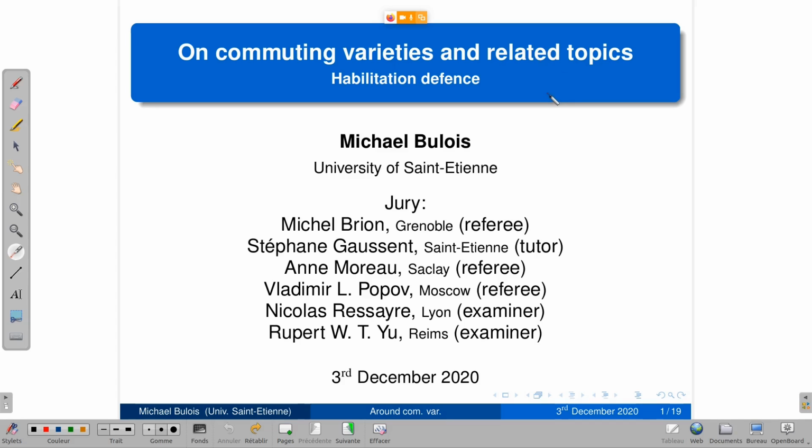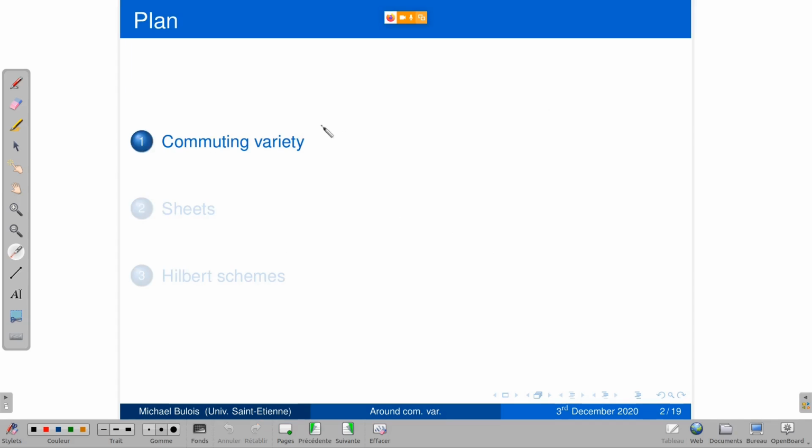I will divide the talk in three parts. The first part is about commuting varieties and some other settings around it. And I will speak on two particular works I've done about sheets first and then about Hilbert schemes.